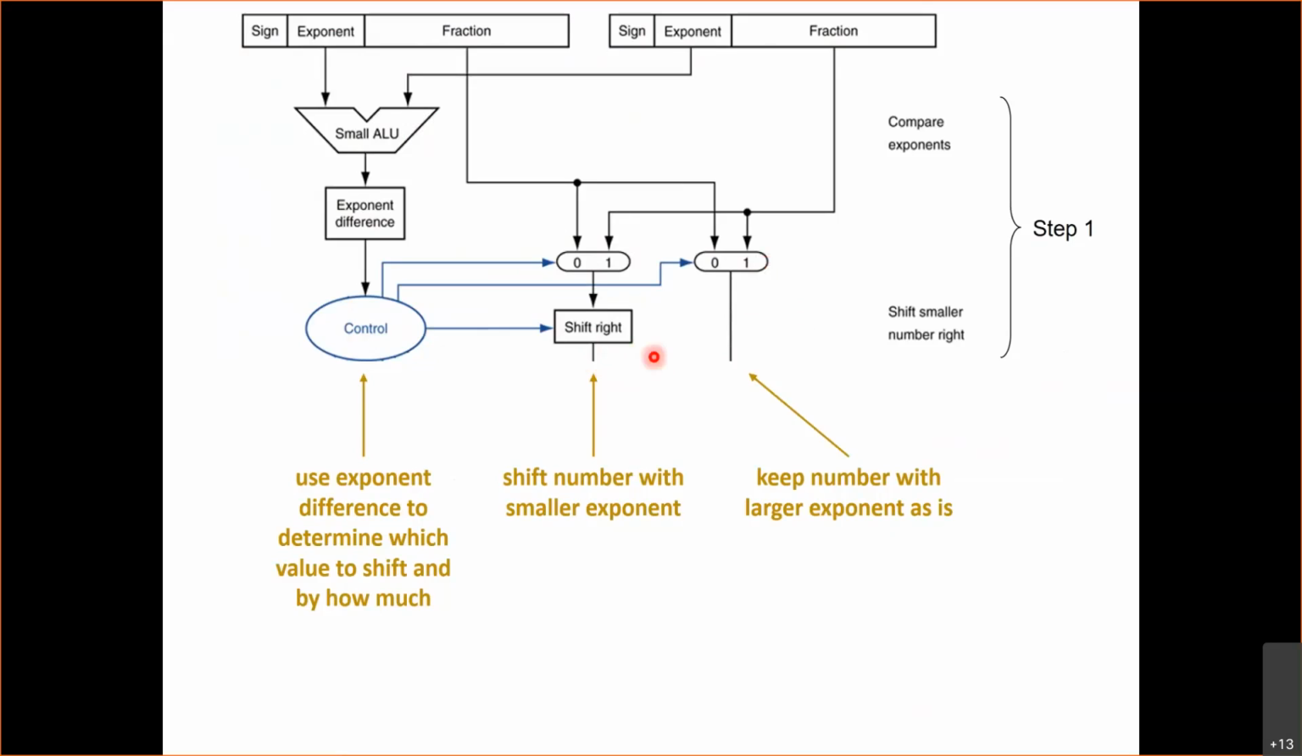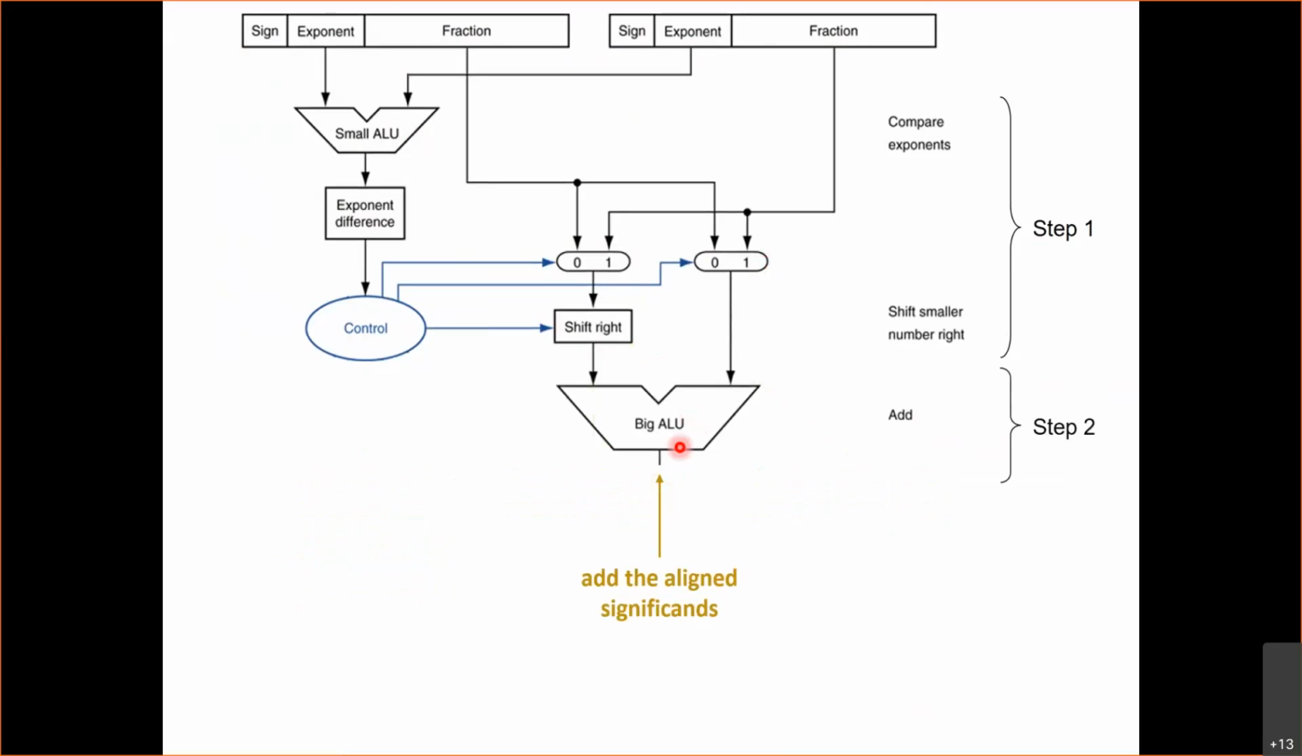So I'm going to take these two numbers and I'm going to pass them to an ALU. I call this a big ALU, and the reason is that the size of this ALU is going to be how many bits? The number of fraction bits. So for single precision, it's going to be 23 bits. For double precision, it's going to be 52 bits. Okay, so this small ALU corresponds to the size of the exponent. This big ALU corresponds to the size of the fraction.